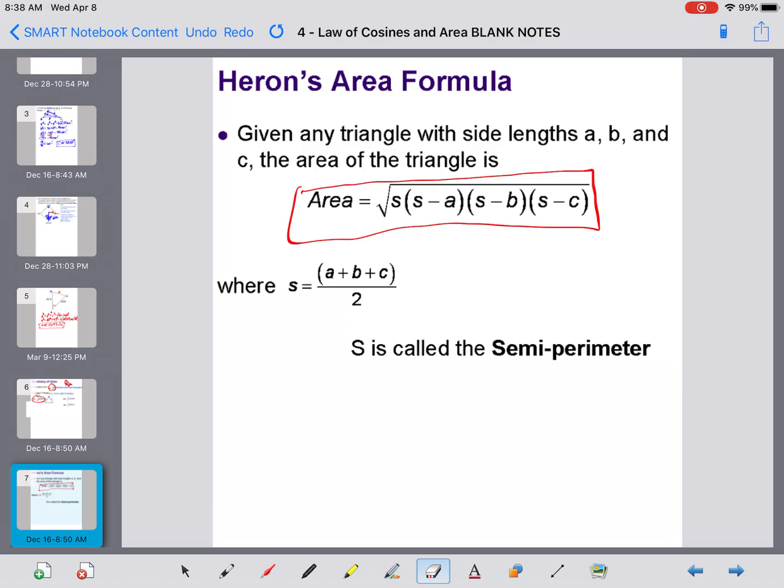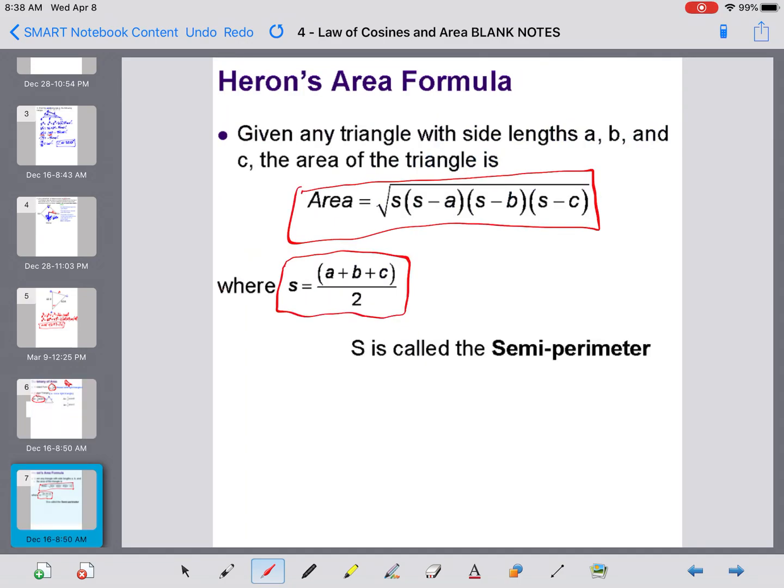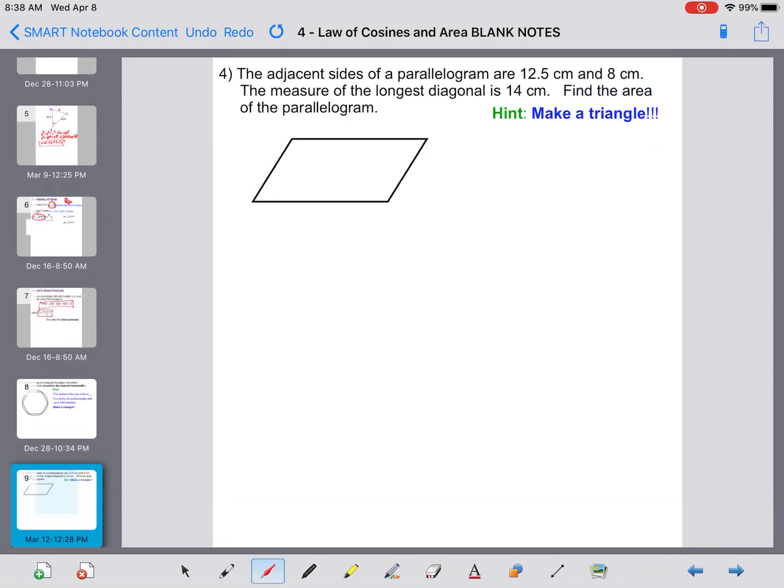The s in the formula is called the semi-perimeter, and it's just the perimeter divided by 2. So you've got a little formula here, but you really don't even need the formula. It's just find the perimeter of the triangle and divide it by 2. Okay? So again, not memorizing these formulas, just knowing how and when to use them is all you've got to do.